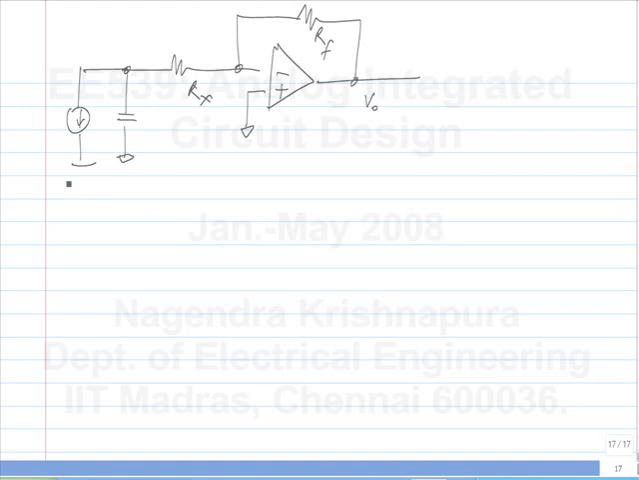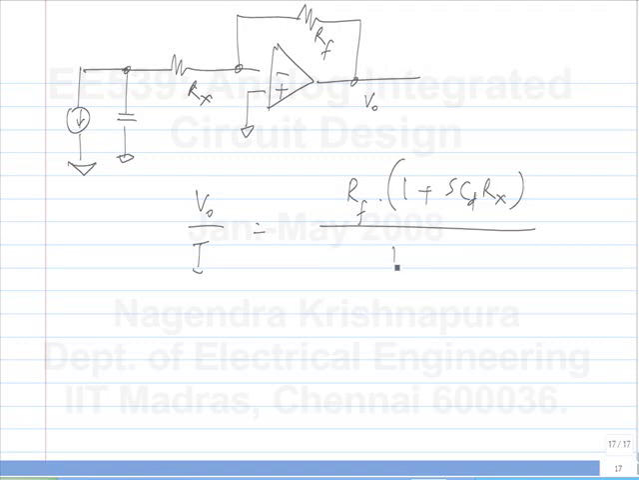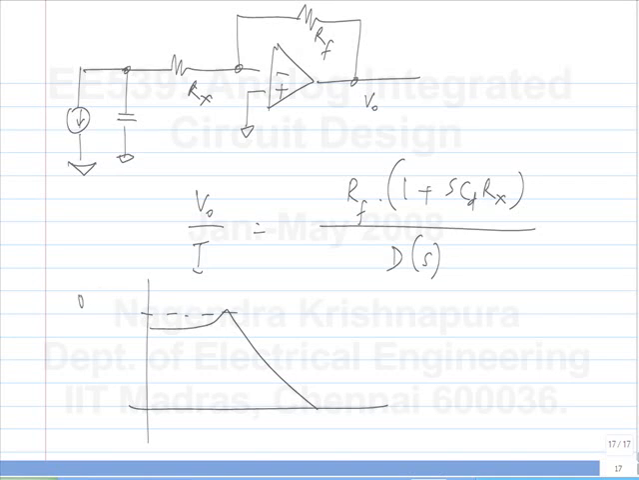So you can calculate this whole thing and you get V naught by I to be RF times (1 plus S CD RX), I think, divided by some D of S. You can make such a function maximally flat, but in this particular case you cannot. The values are such that you just cannot get it flat. It will always give you a peaking in the frequency response. But that's okay. Maybe you can adjust the peaking to some small value, let's say 0.5 dB or something.